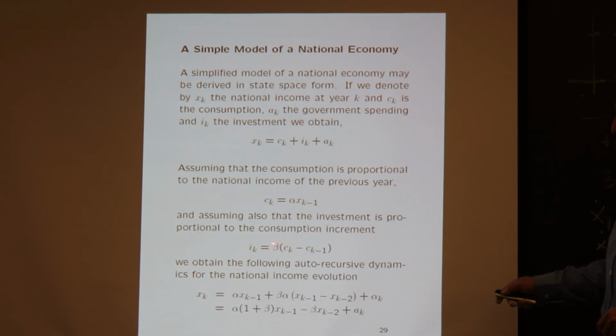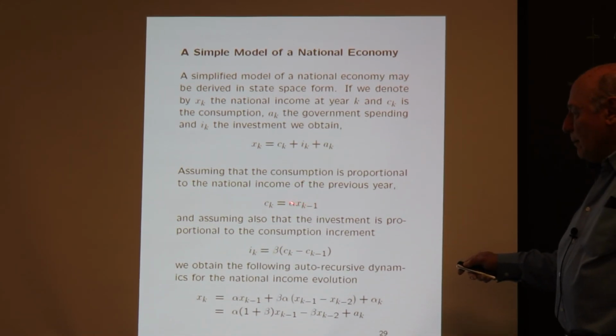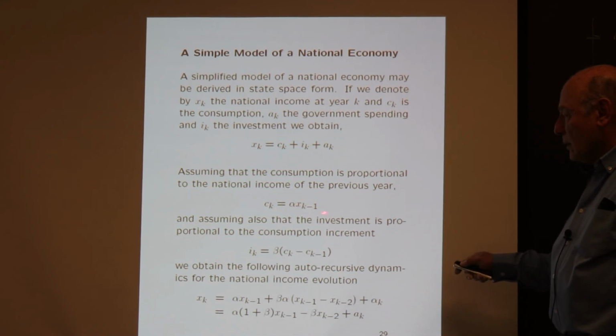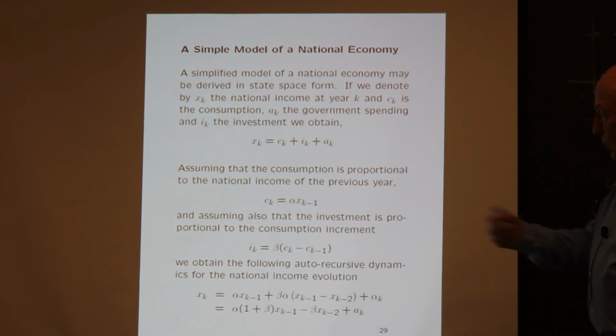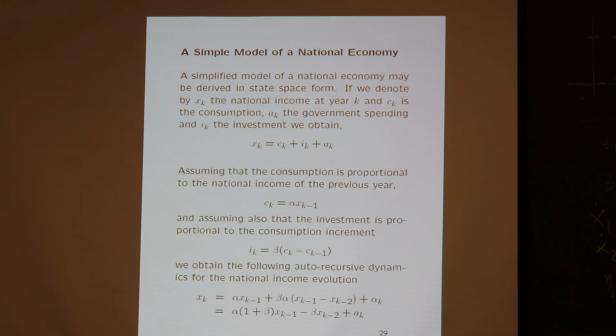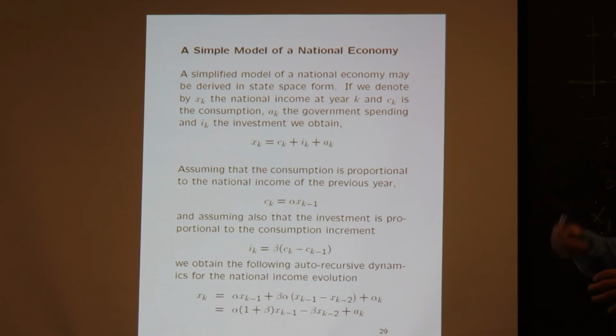This factor beta is called the acceleration factor, and this factor alpha is called the multiplicative factor. So the economy somehow depends via this multiplicative factor in affecting the national income of last year to sort of reflect what the consumption of this year is going to be. And the investment is basically watching for the fluctuations of the consumption. If the consumption increased from last year to the new year, then the investment is proportional to that increase in consumption.